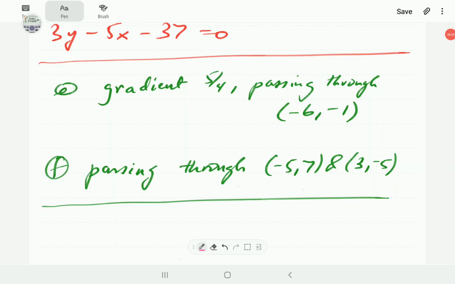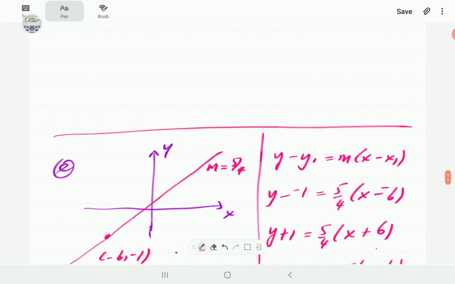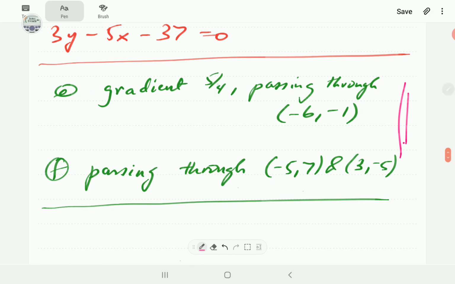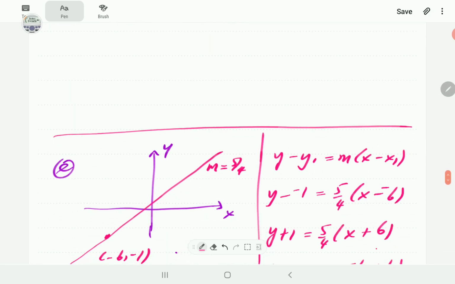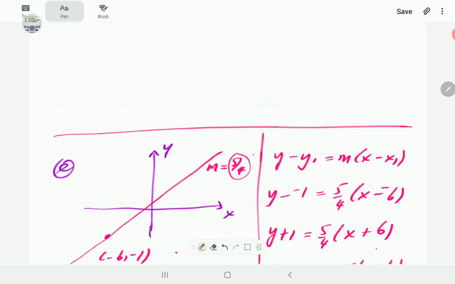All right, so we hope that you have had a go at these 2 examples now. I'm now going to scroll down to our solutions. So in E, we've got a straight line with gradient 5 on 4. So M is 5 on 4. And then the straight line passes through -6, -1.